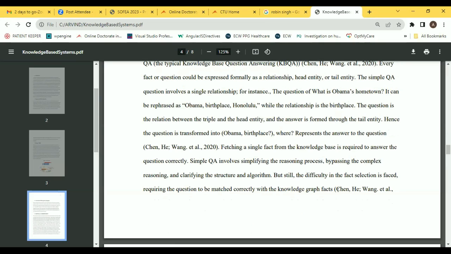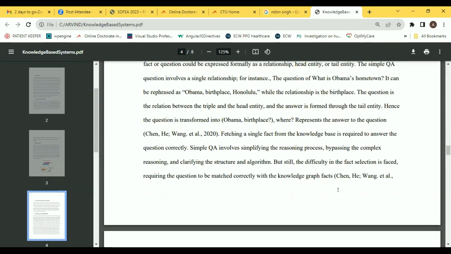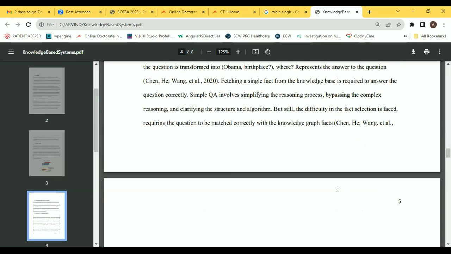Simple question answer would involve the simplification of the reasoning process, which would bypass the complex reasoning purpose and thereby clarify the algorithm and structure. The difficulty still faced requires the question to be mapped correctly along with the knowledge graph.